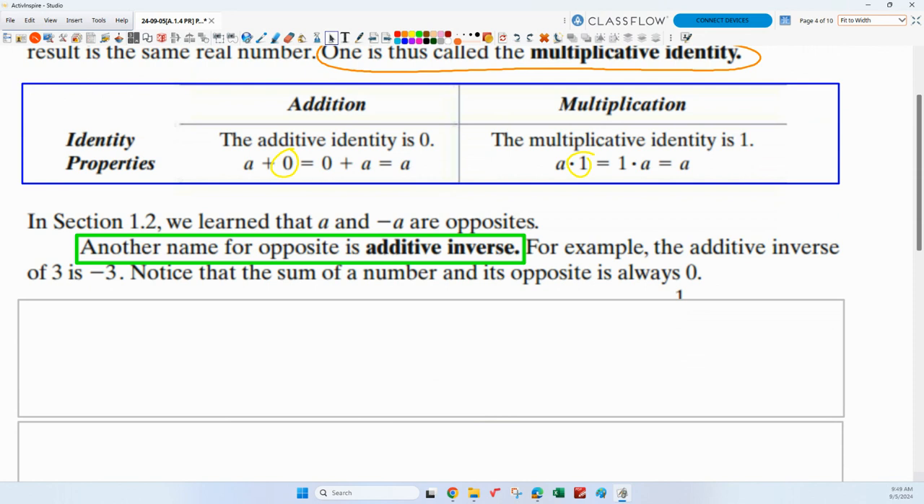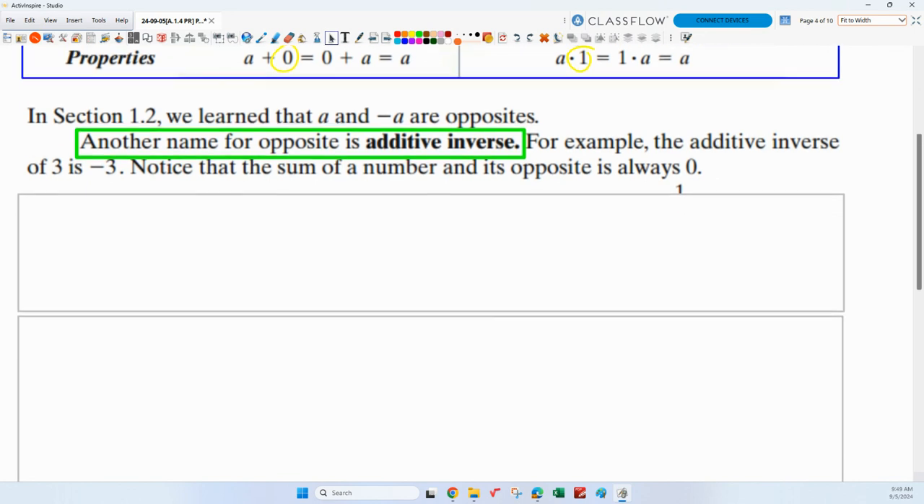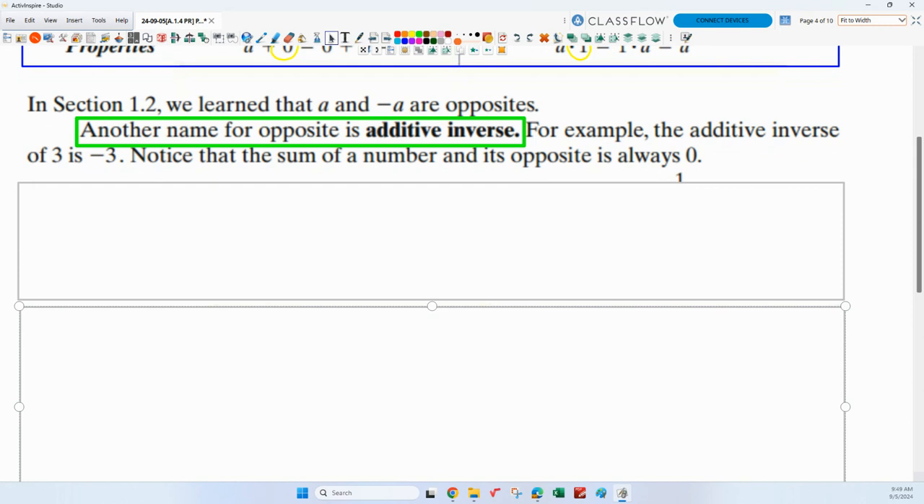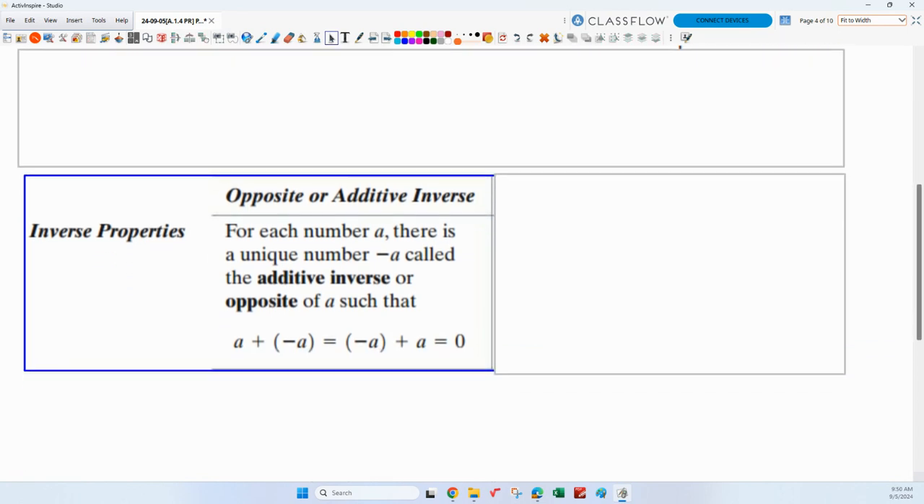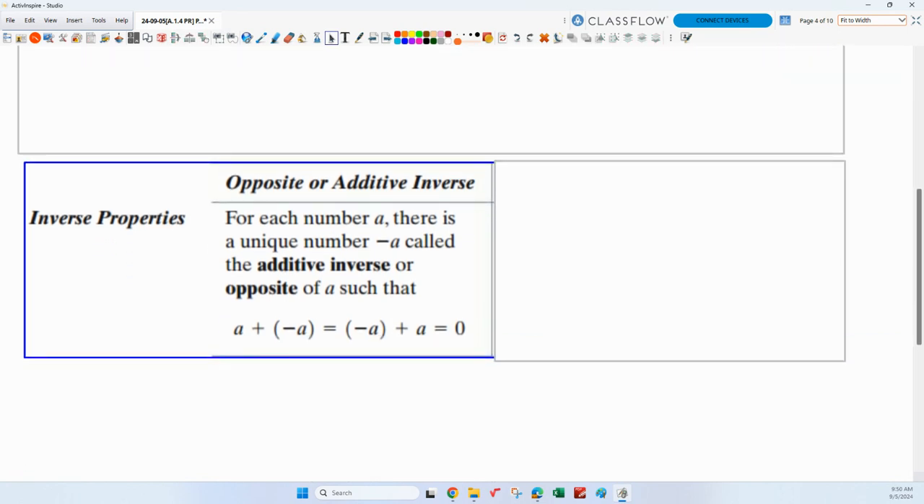Then that gives us this property. There's the inverse property of addition. It just says this: A plus its opposite negative A equals 0. So this time the result of the inverse property is that we get that special identity number for addition, 0. See how they're related?